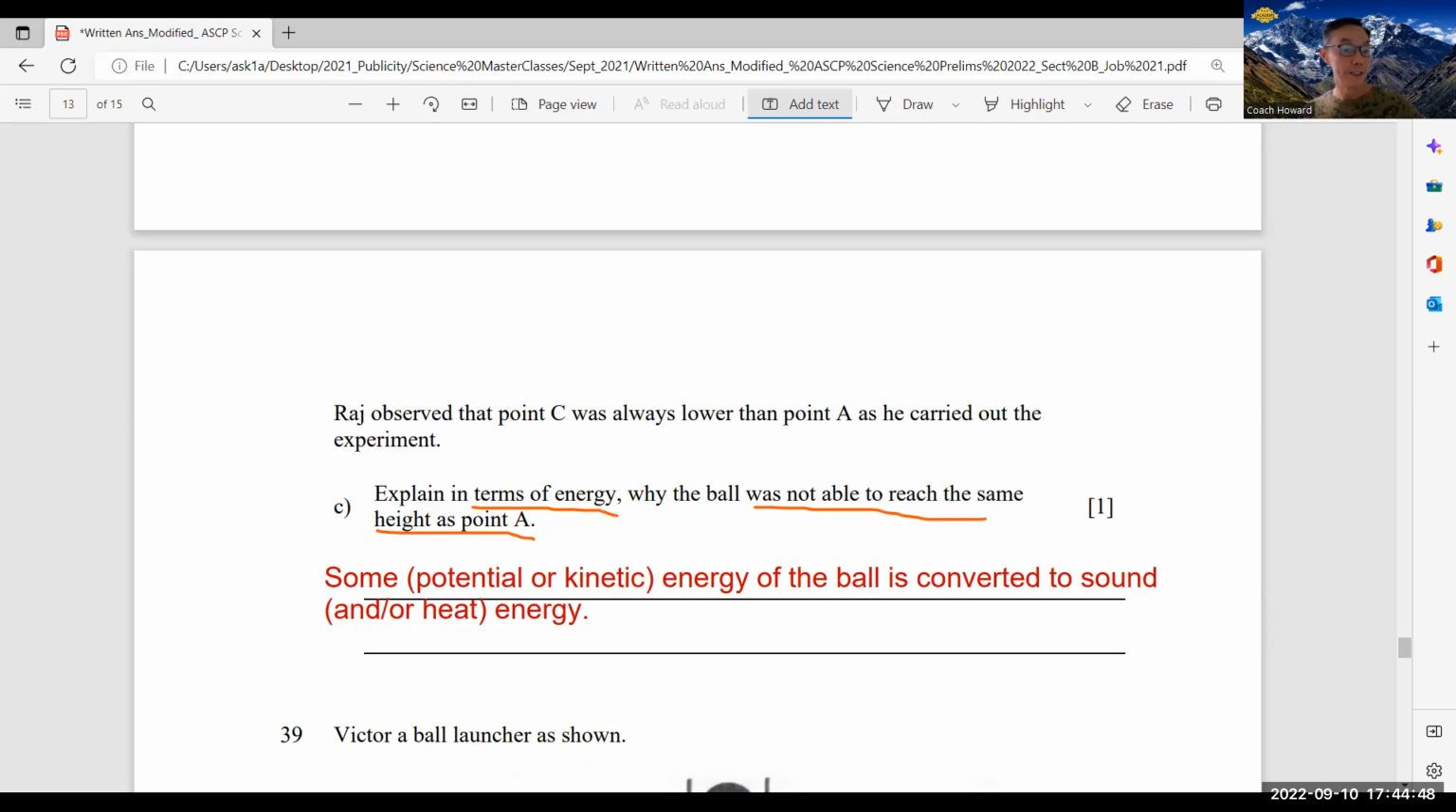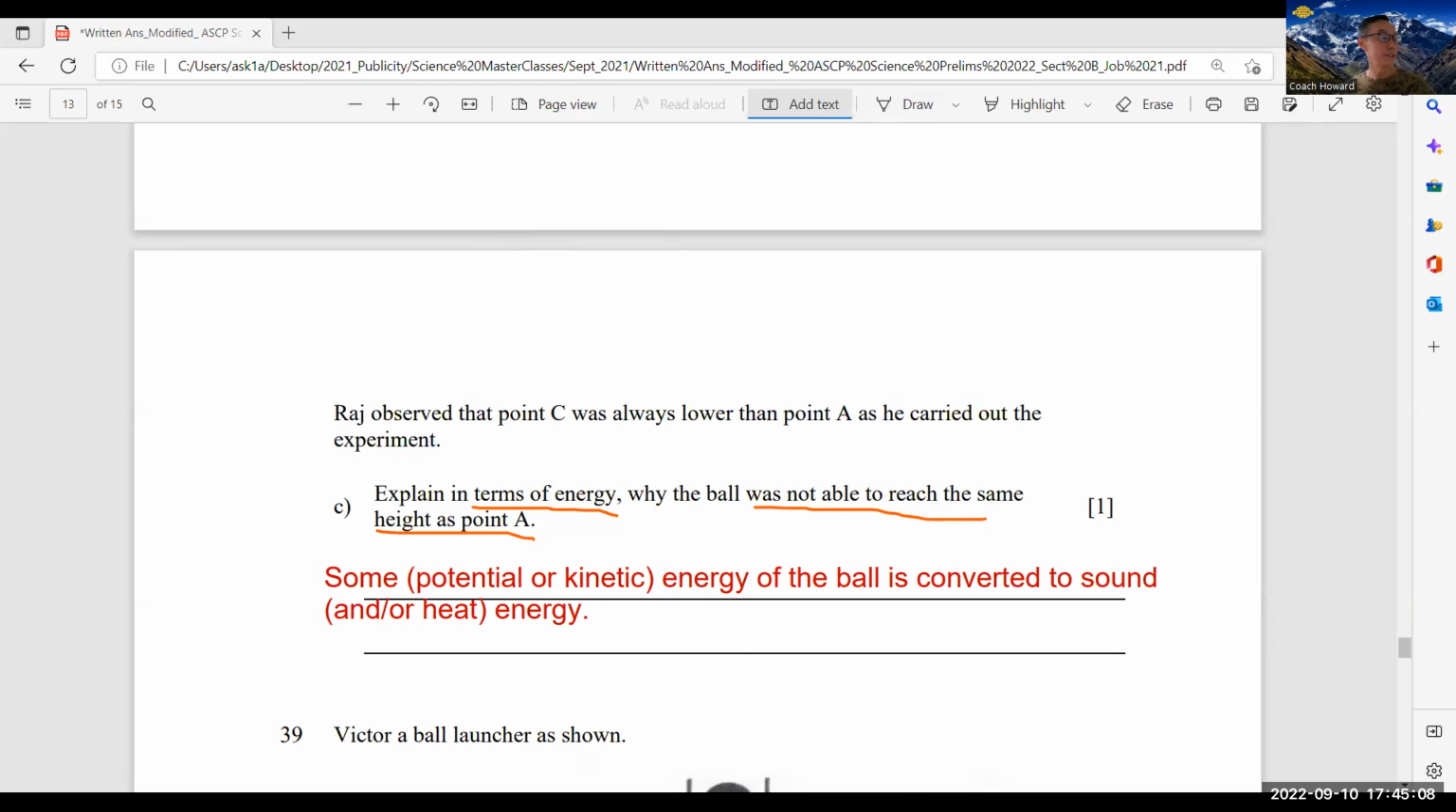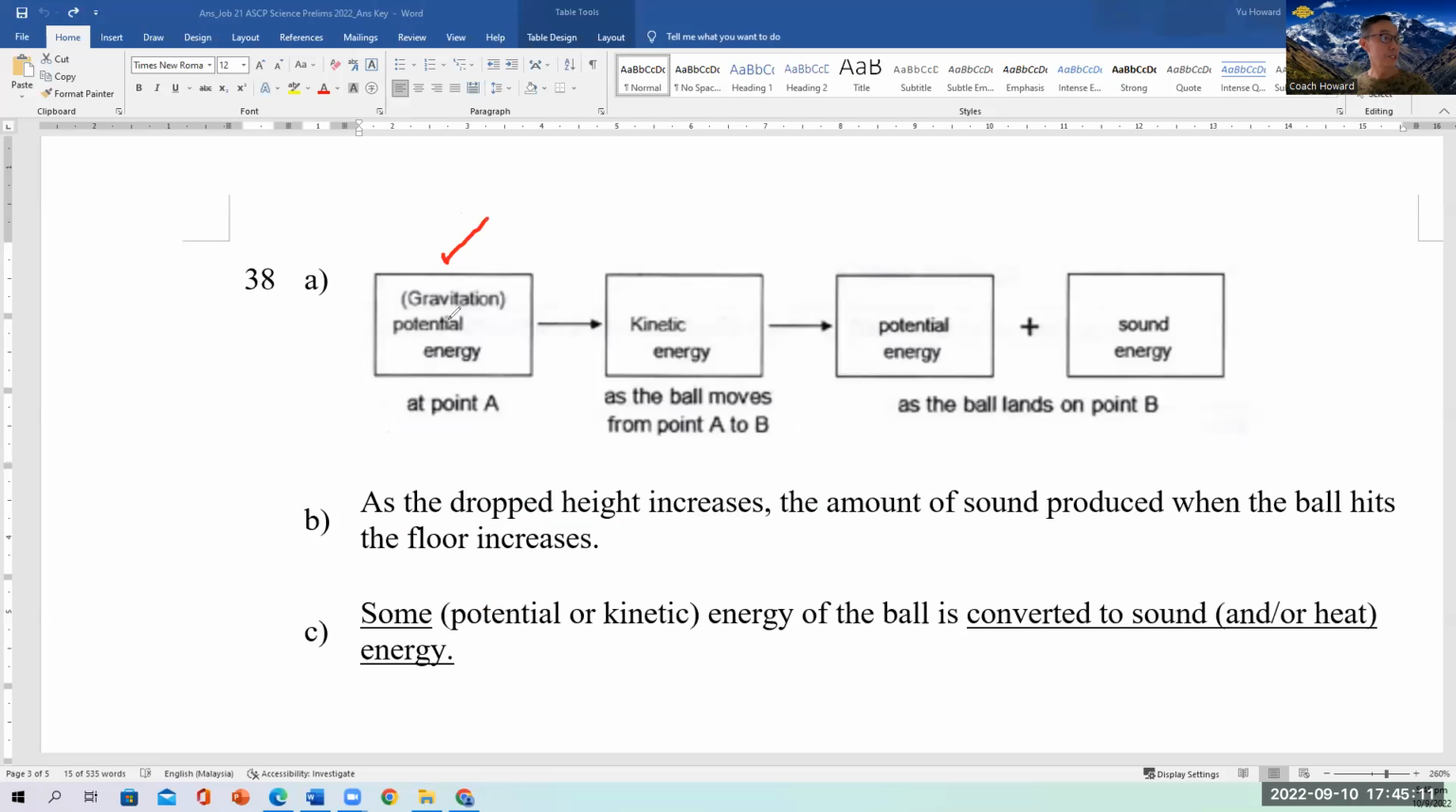So earlier, those students who are referring to the other question, I can do a screen share here. Just hold on. Earlier, the answer is here. So part A, you spell the whole name: gravitational potential energy, kinetic energy. As the drop height or as point A increases, the amount of sound produced when the ball hits the floor also increases. And this is the last one. I do a screenshot of this for you to complete your corrections.